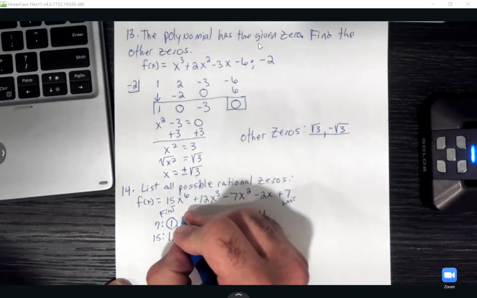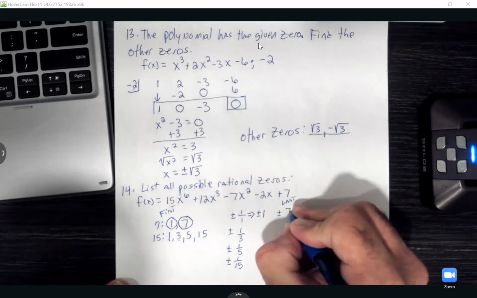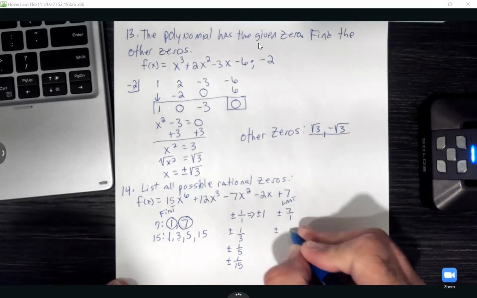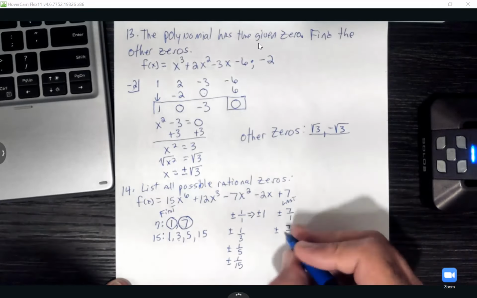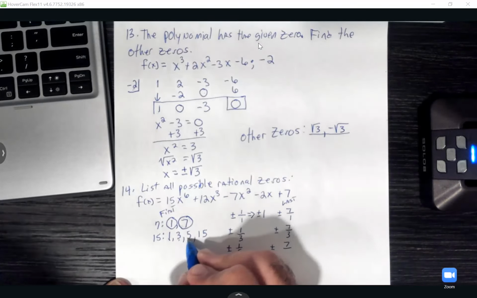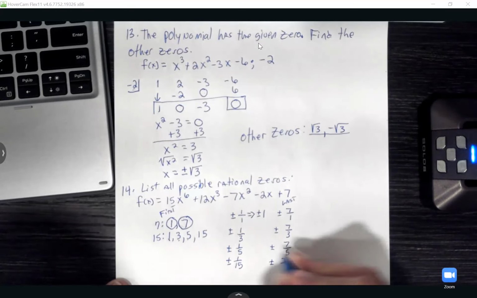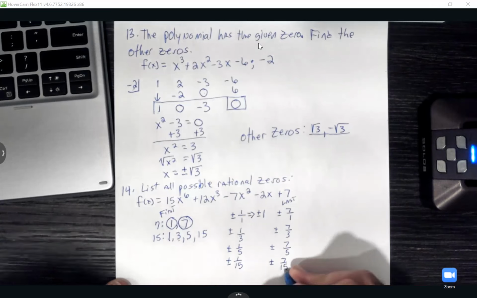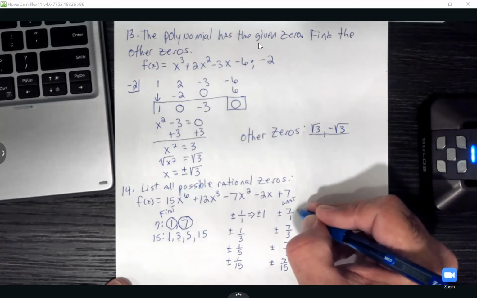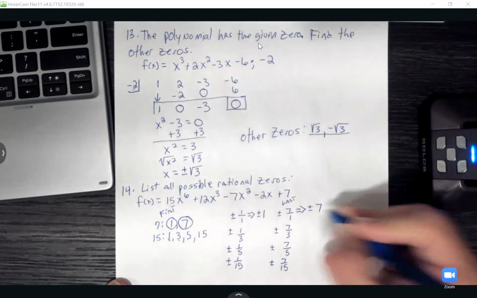So now we come in and do that with the 7. So I'll have a plus or minus 7 divided by 1. Plus or minus 7 divided by the 3. Plus or minus 7 divided by the 5. And then plus or minus 7 divided by 15. And y'all, once again, this one right here, I can simplify and make that just a plus or minus 7.